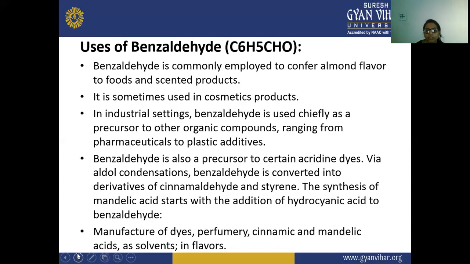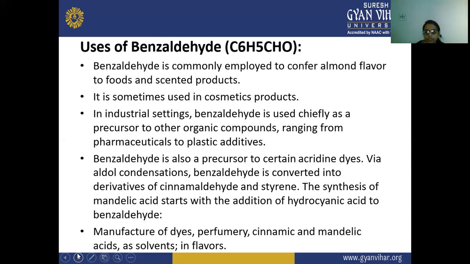The uses of benzaldehyde. The formula of benzaldehyde is C6H5CHO. Benzaldehyde is commonly employed to confer almond flavor to food and scented products, and it is sometimes used in cosmetic products also. It is used in cosmetic products and in industrial settings also.